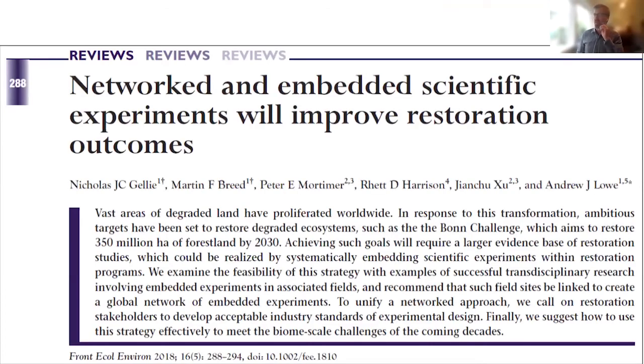So, conclusion. This is a paper that I think the title is worth remembering in this regard. We're trying to improve restoration outcomes to make restoration more effective and more efficient, and the best way to do that is this idea of having a common experimental design and a common structure that gets applied in multiple restoration projects.